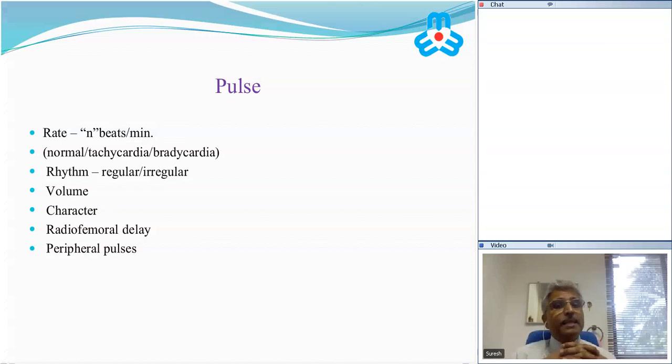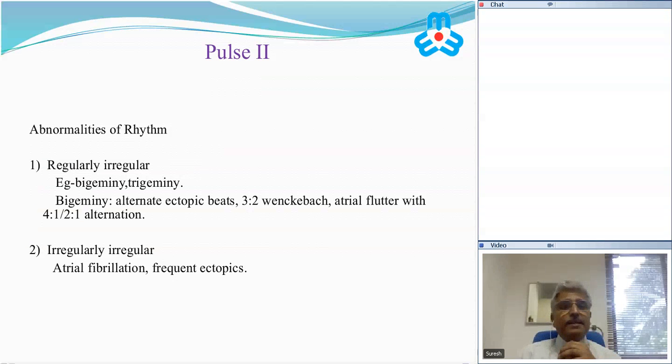The rhythm: having noticed the rate, you look at the rhythm to see whether it is regular or irregular. We will come to that. The abnormalities of rhythm: the rhythm is the regularity with which one beat follows the other. So if there is a certain method in the irregularity, as we speak of method in madness, it's like bigeminy or trigeminy. You say that the pulse is occurring in groups of 2 or groups of 3. Groups of 2, you call it bigeminy. Groups of 3, you call it trigeminy.